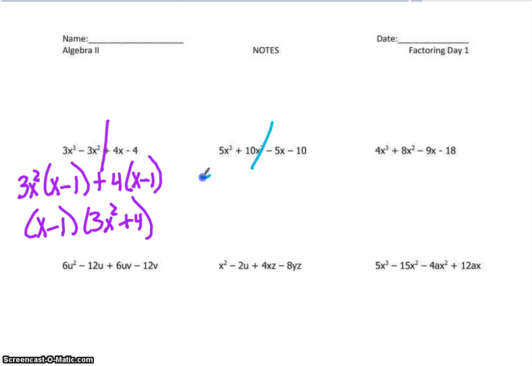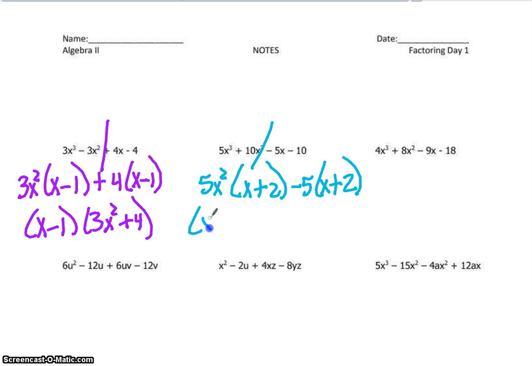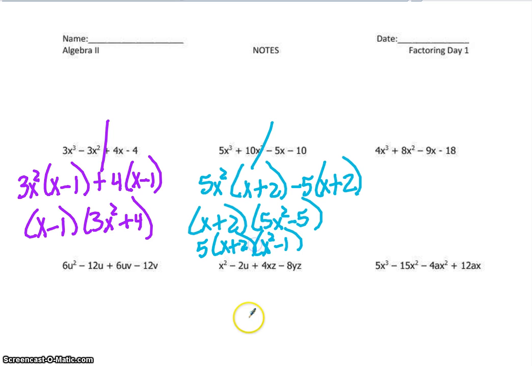Cut it in half. They both divide by 5. They both have an x squared. Leaves you x plus 2 minus, they both divide by 5. Leaves you x, and remember you got to change your sign, so plus 2. So x plus 2 and 5x squared minus 5. Now what I would like for you to notice is that 5x squared minus 5, they both have a 5 in common. So what I would really like to see is a 5, and then your x plus 2, and then when you pull a 5 out of these, it leaves you x squared minus 1. Okay? That's what I would really like to see, but if you got to here, I would be happy.